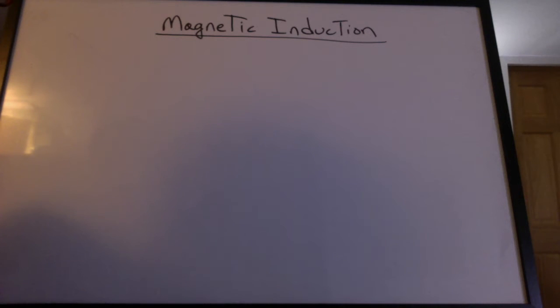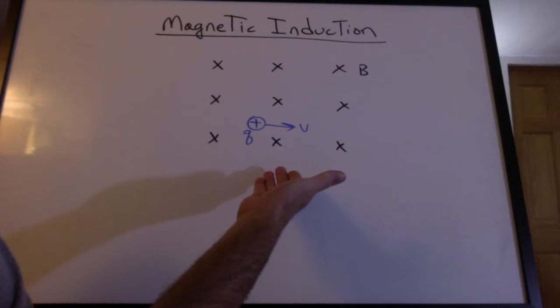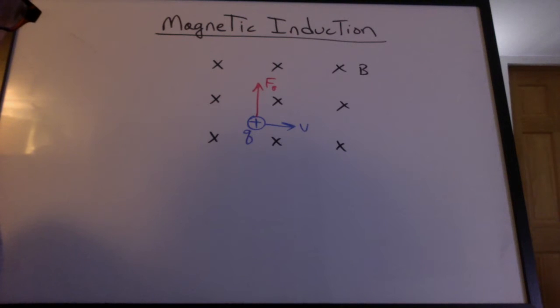Let's talk about magnetic induction. Suppose we have a magnetic field going into the board, and we have a positive charge moving to the right. Applying the right-hand rule will tell us that the force will be acting up on that positive charge. That's the magnetic force produced when a charged particle moves through a magnetic field.